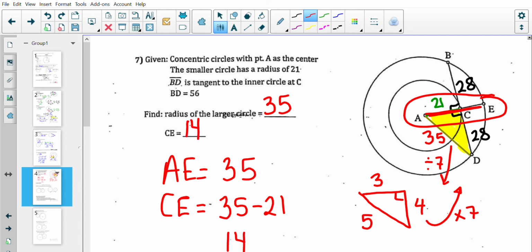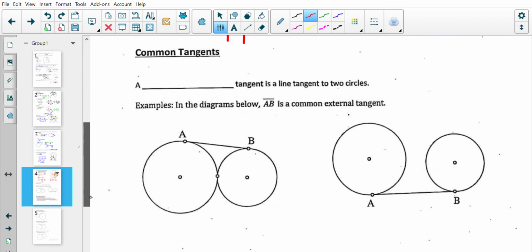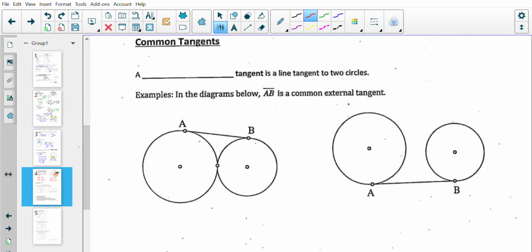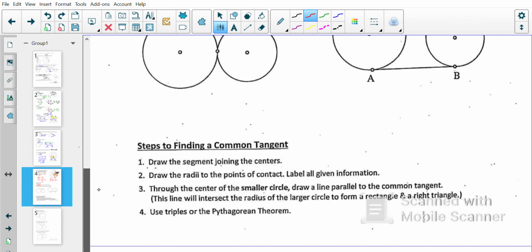All right. The last thing we're going to talk about today are common tangents. A common tangent is a line tangent to two circles. So if you notice, we have segment AB as tangent to two different circles in both diagrams. That's considered a common tangent. So let's keep going. We're going to have problems that involve common tangents, and these are the steps.